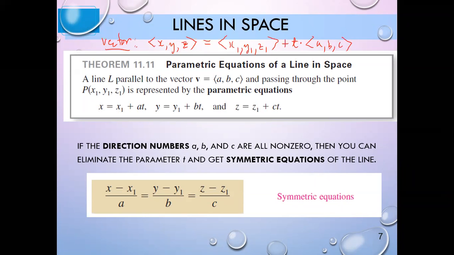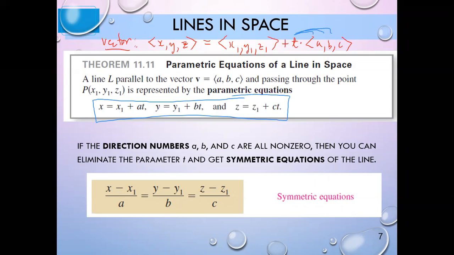And then basically, when we distribute this t through here and combine things, we end up with the so-called parametric equations. Okay? You basically see that x is going to be x1 plus at, y is going to be y1 plus bt, and z is going to be z1 plus ct. That's kind of what we were doing last time.